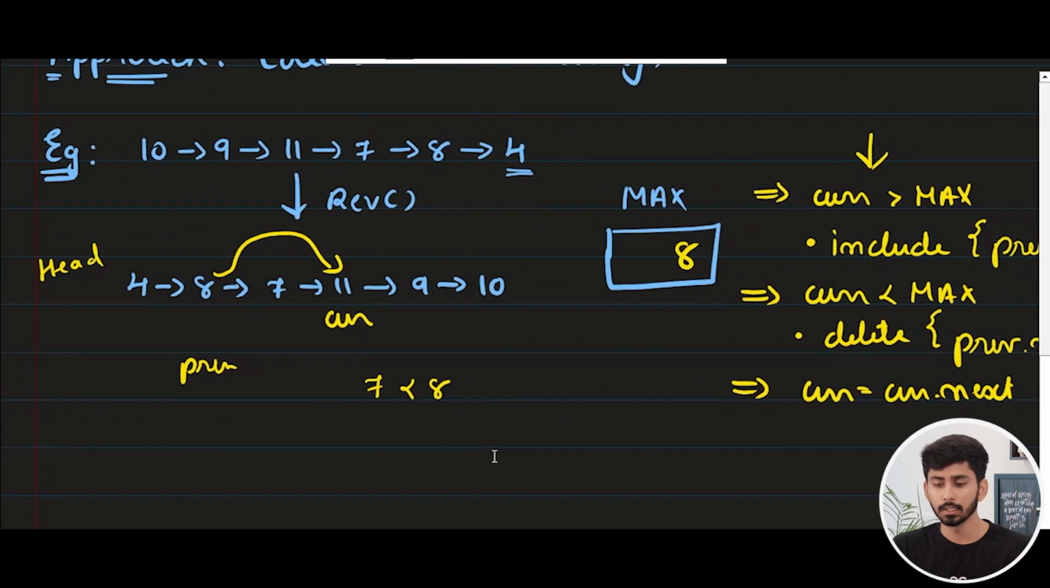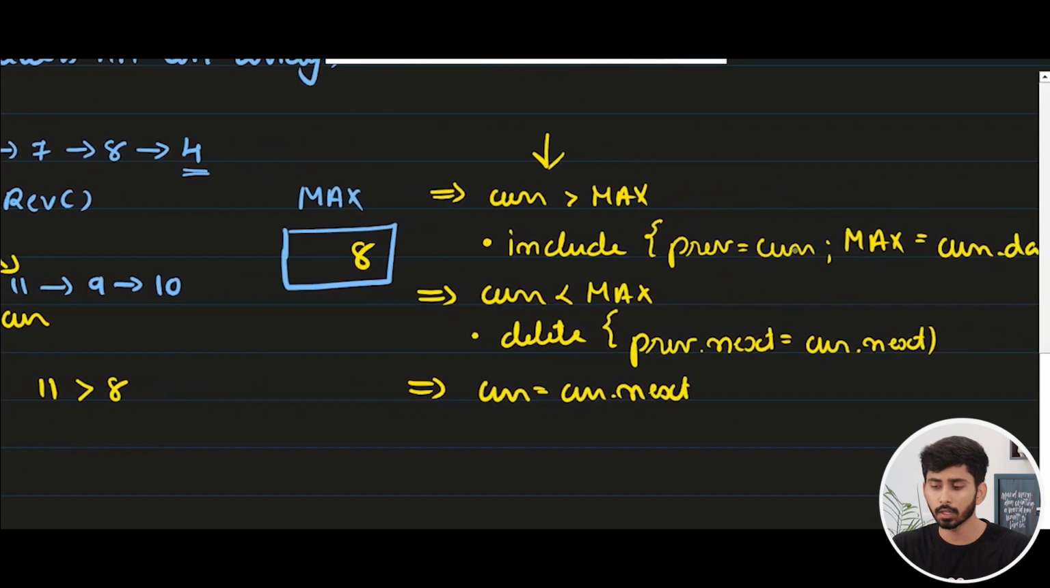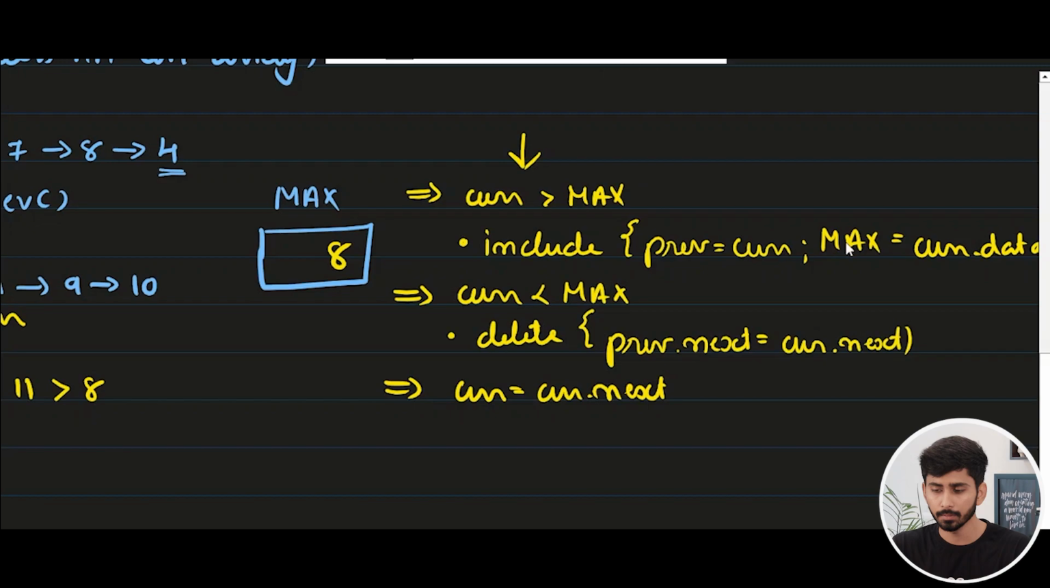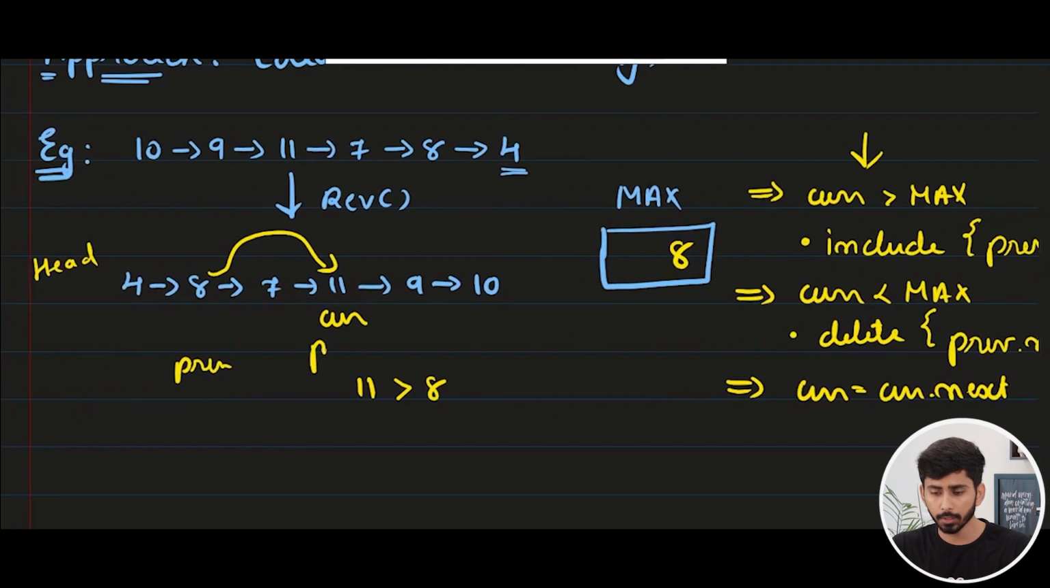Now let's check for the current node. Now your current node is equivalent to 11. So 11 is greater than 8, which means I will be including it. Including means update the previous to current, right? So your previous will now be pointing to the current node. So previous is equivalent to current, and the maximum value will be updated. So here now maximum will be equivalent to 11.